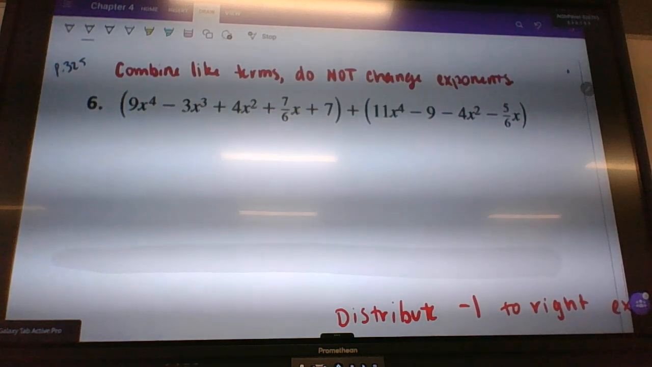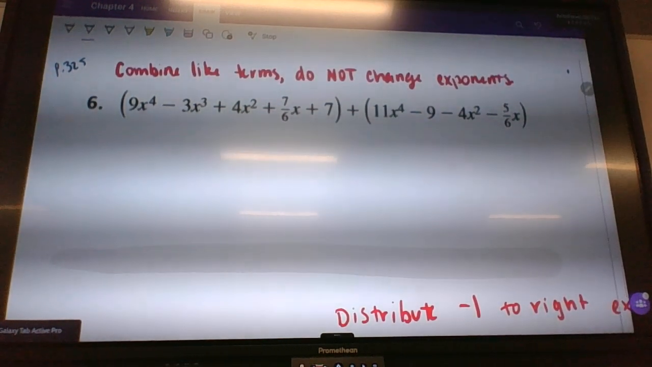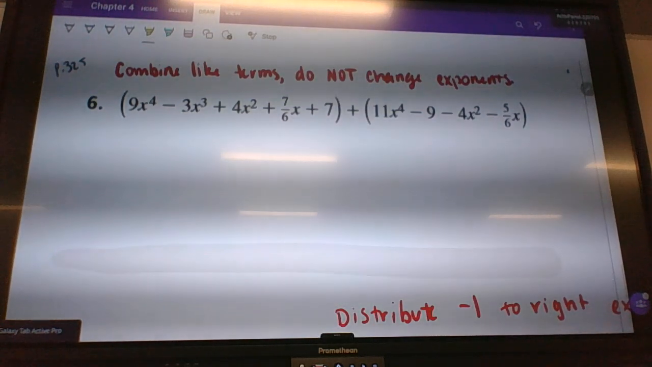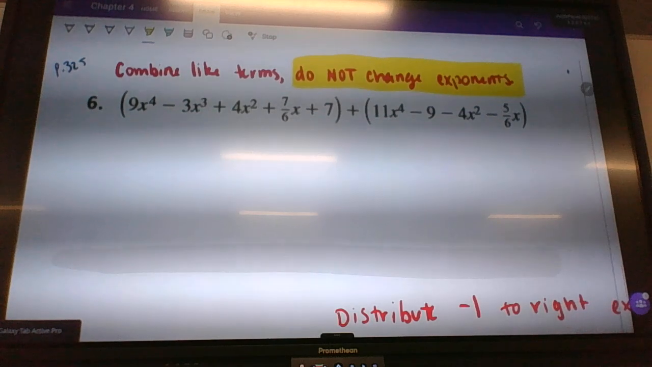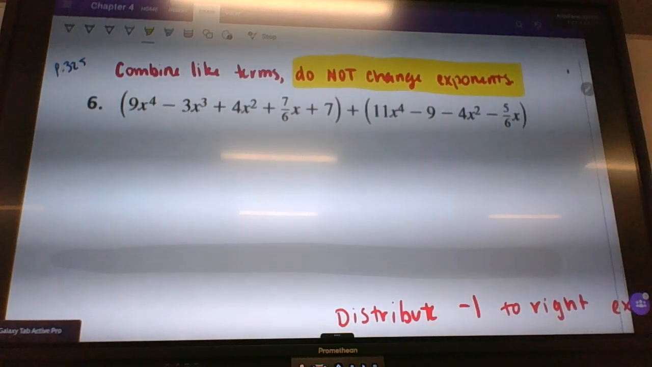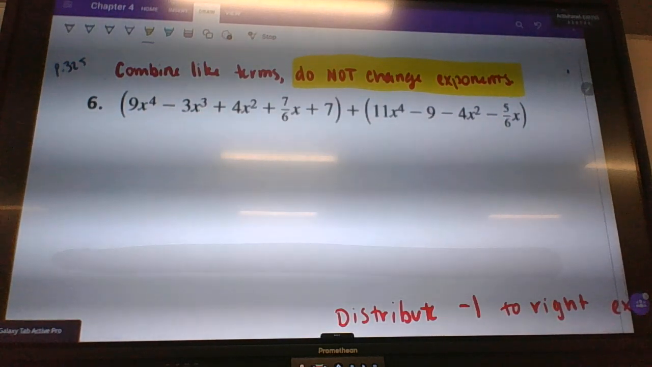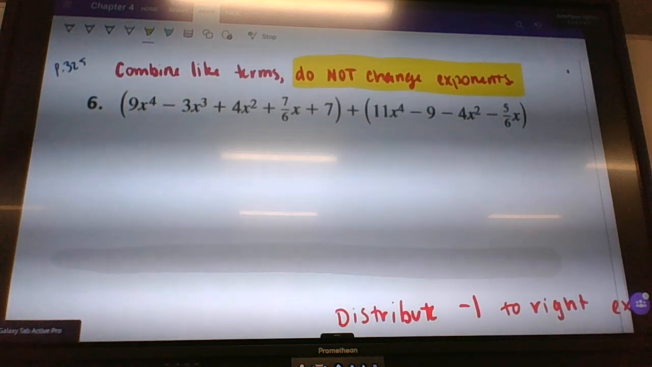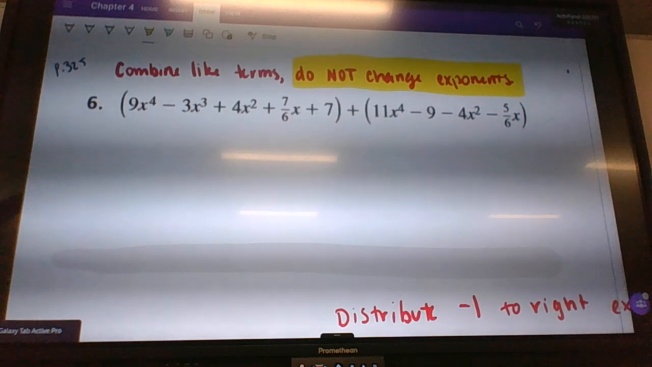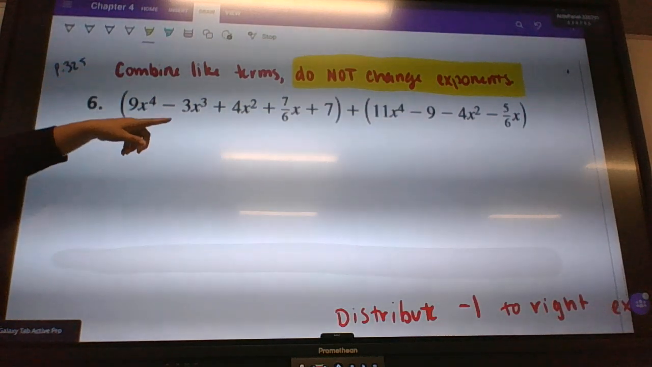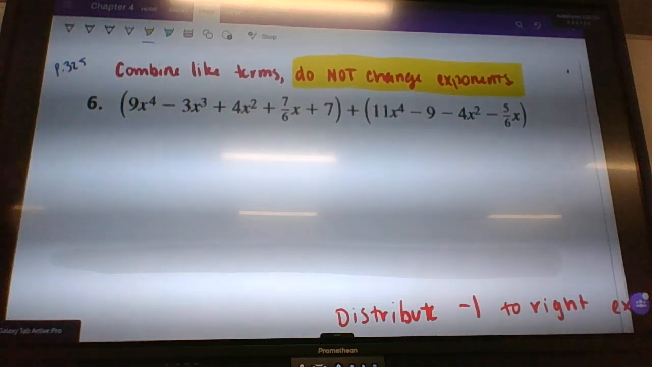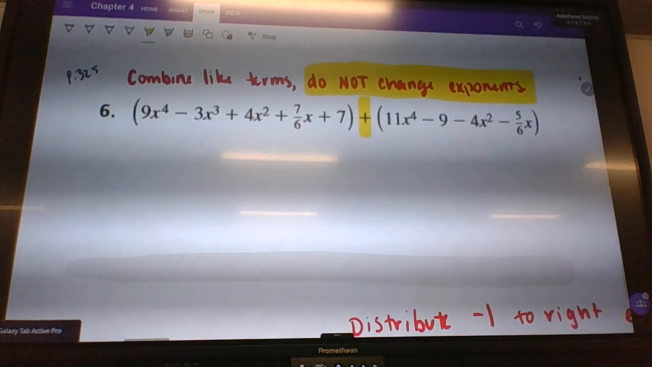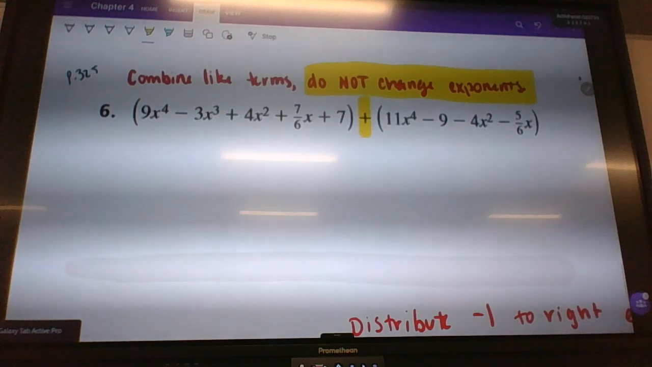I want you to write down on here and highlight it if you have a highlighter. When you combine like terms, you do not change exponents. That's tricky because in a minute we're going to multiply, and I'm going to tell you to add exponents. So right here on this same page, sometimes we change exponents and sometimes we don't. So write this down. When you combine like terms, because you're adding, you do not change exponents. You only add up the numbers in front. You can just leave it there.